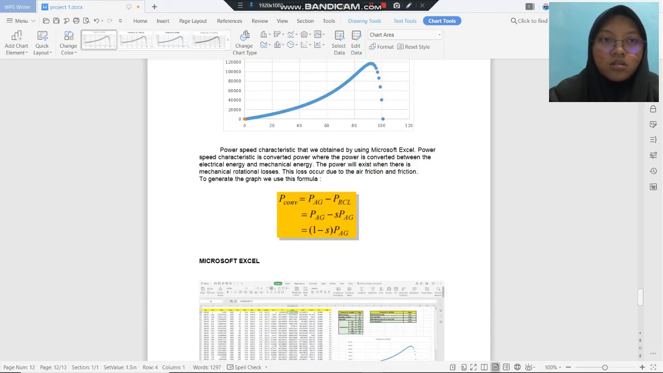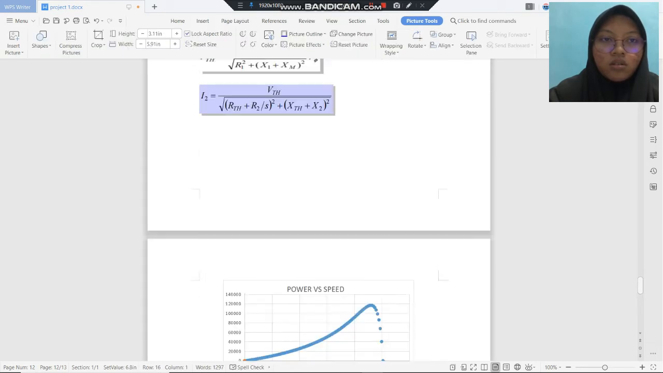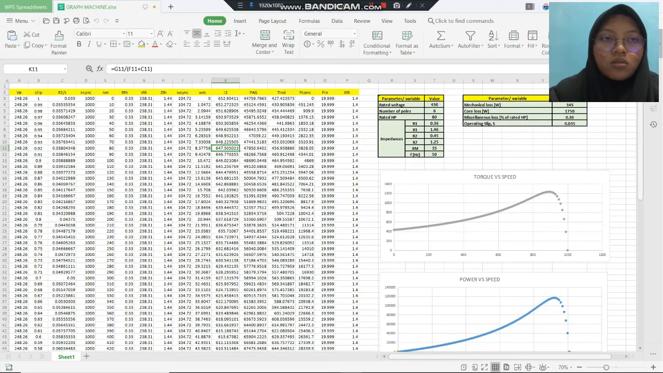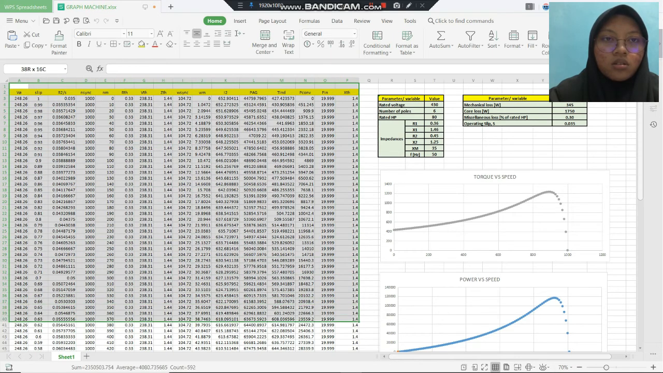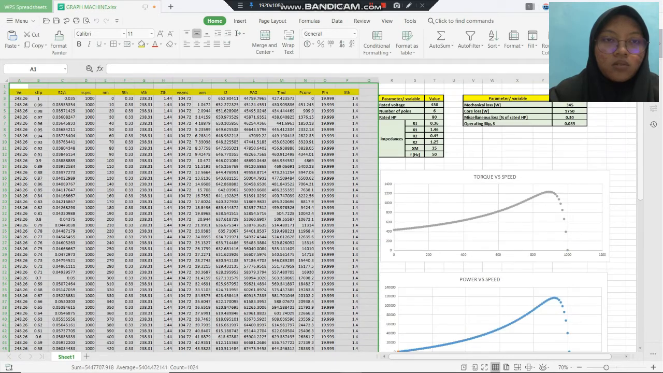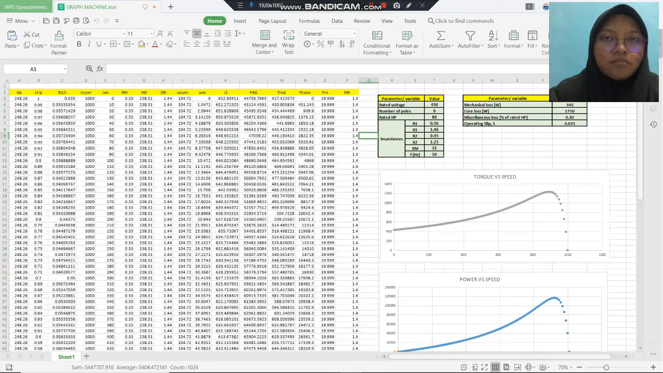So as we can see, this is the Microsoft Excel, so I will open it. This is the value of the parameters that we have chosen, so we put them into Microsoft Excel. As we can see, this is all the information that we can get. All the information is in this Microsoft Excel. So we have slip and synchronous speed, current, voltage, torque, and so on.